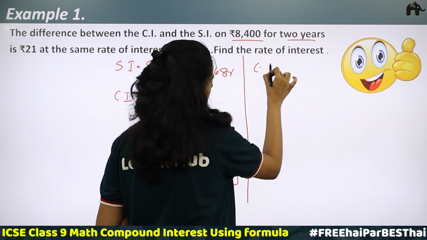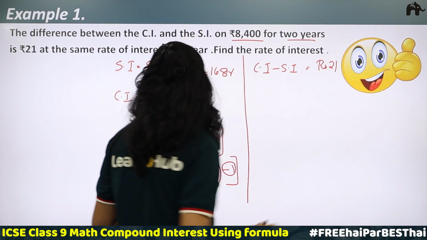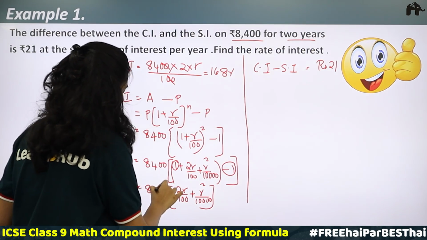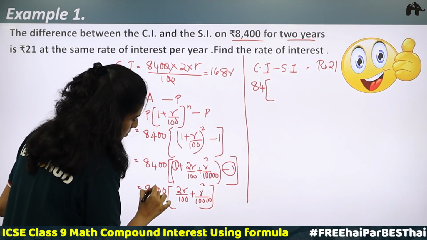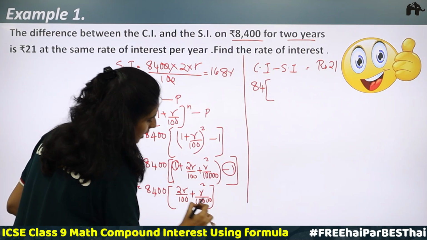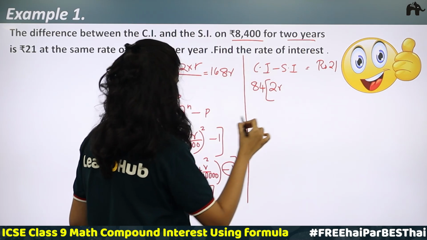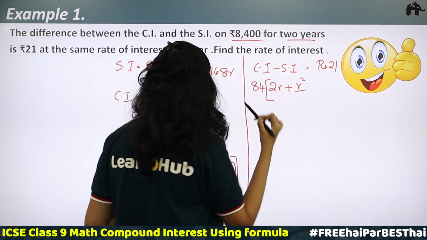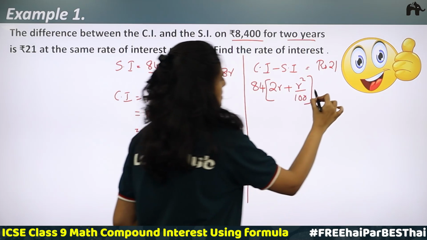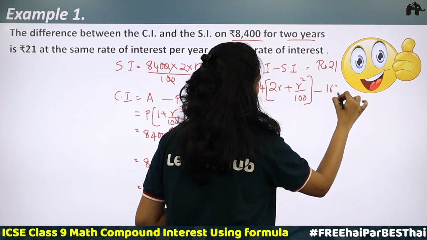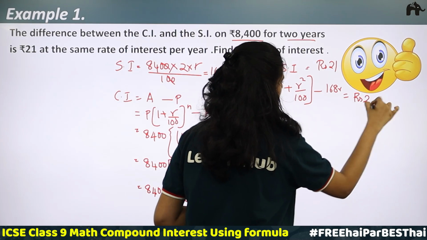Now the difference, compound interest minus simple interest, is equal to rupees 21. We got the compound interest here. You can remove the zeros. This will become equal to 84 into, here we have 2 zeros, 2 zeros can be removed from here and 2 zeros from here, 84 into 2R plus R square divided by 100. And the simple interest, compound interest minus simple interest, is 168R is equal to rupees 21.